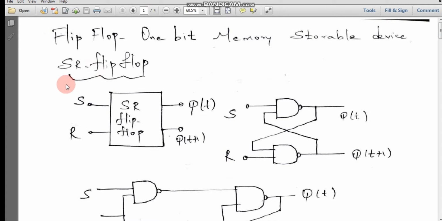So this is the SR flip-flop, and this is the general block diagram of the SR flip-flop. In the SR flip-flop we give two inputs, S and R. You get two outputs, Q of t and Q of t plus 1. Q of t plus 1 is the next state output, and Q of t is the present state output for the given input. So whenever you give some input, Q of t is the present state output of this given input, and Q of t plus 1 is the next state output.